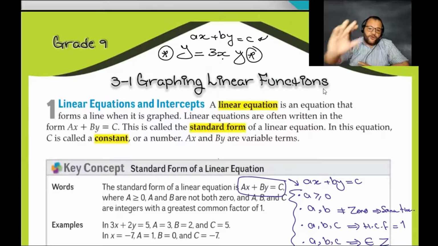I'm just asking you now, Mustafa, we cannot make it ax plus by equals c, but it is first degree.